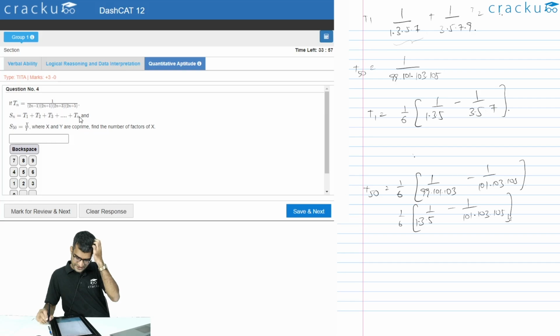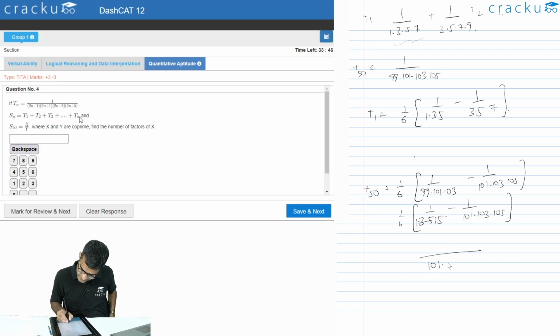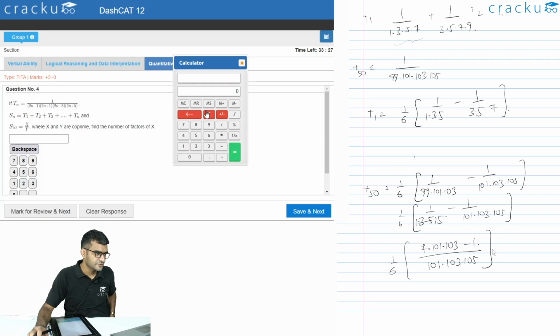This is not a question that I like. Let me be very honest, because this is unnecessarily complex and involves a lot of calculations. This is 1 by 15. So this will be 101 into 103 into 105, and the numerator is going to be 7 into 101 into 103 minus 1 by 6. This is just very complex now. So this is 101 into 103 into 105 minus 1.